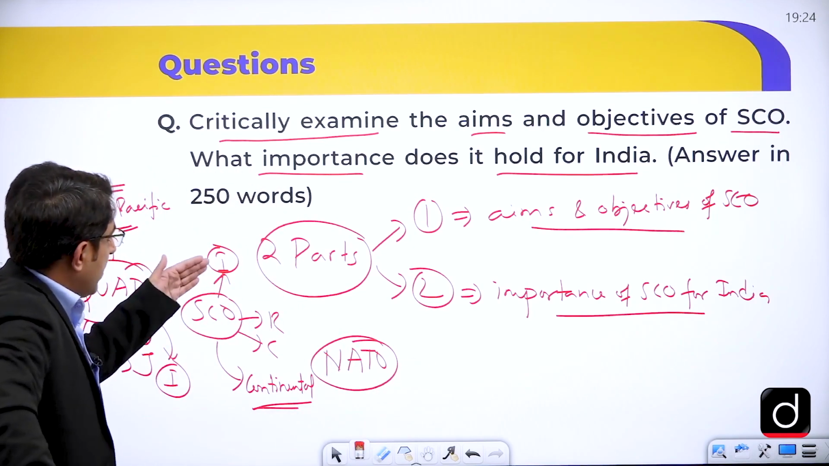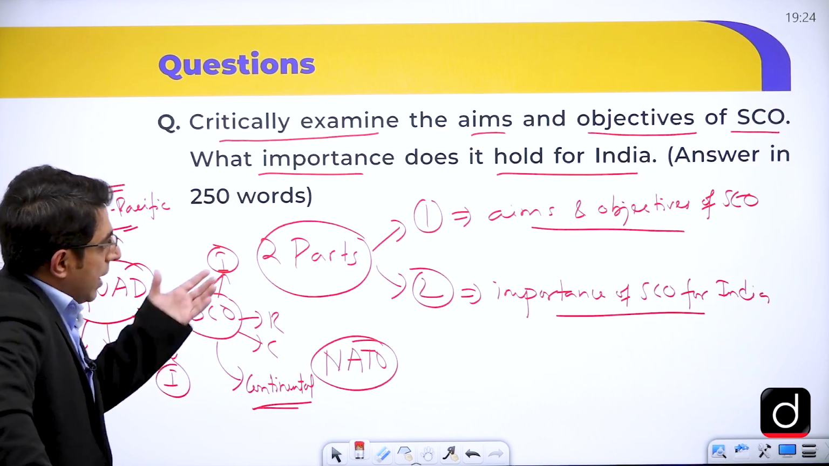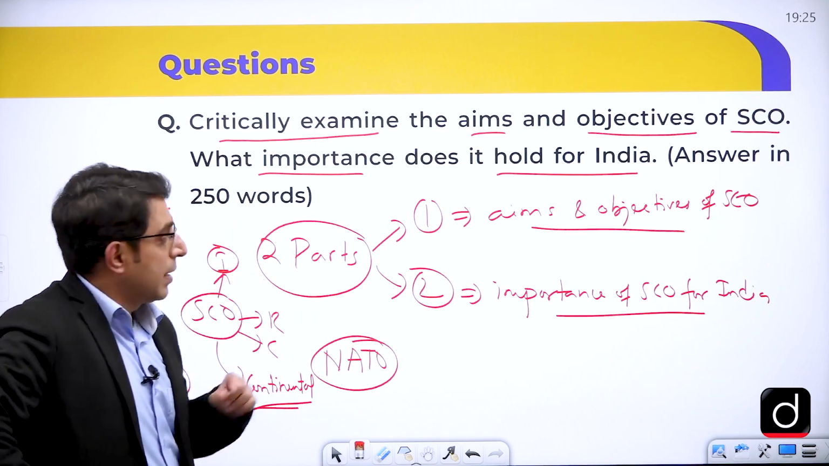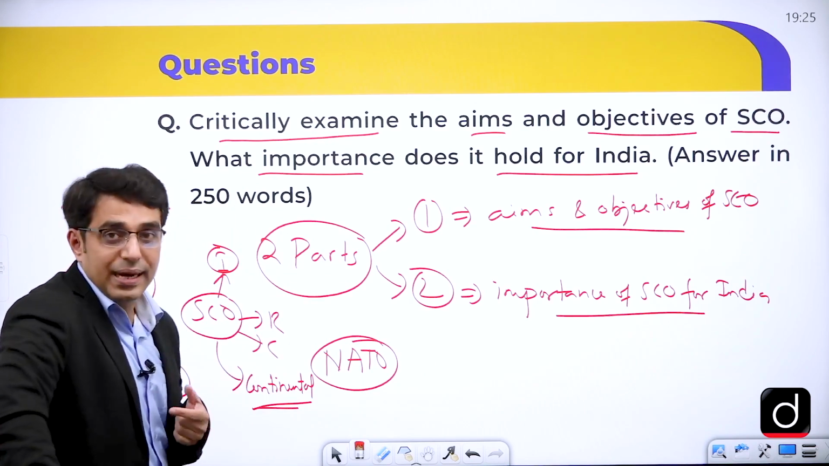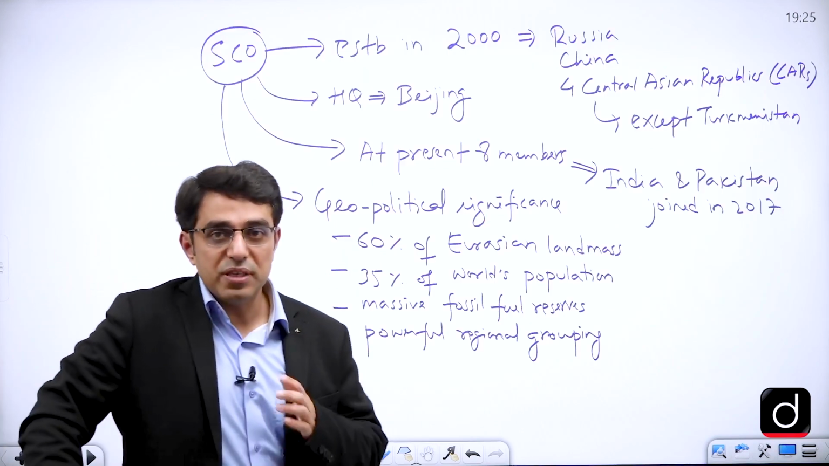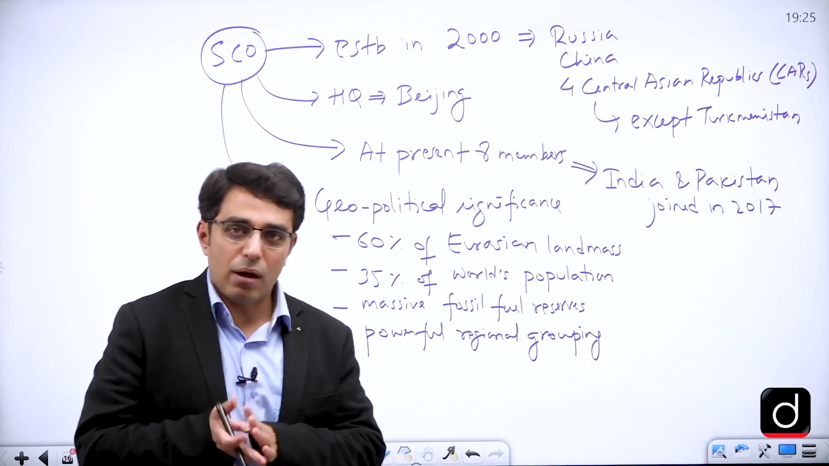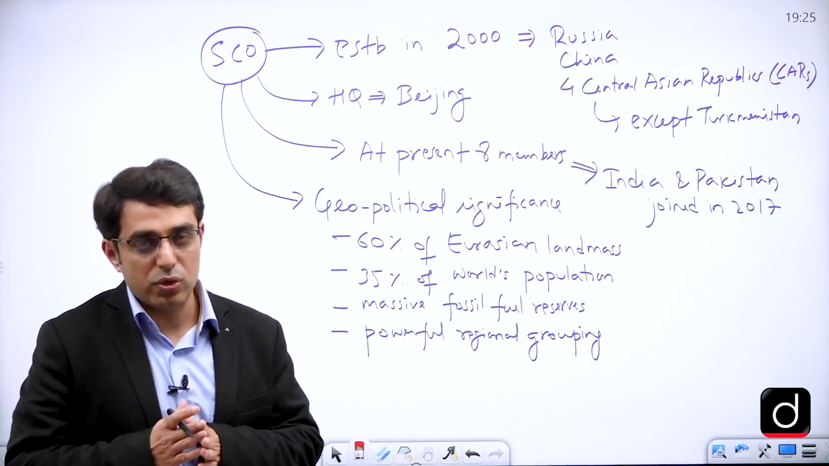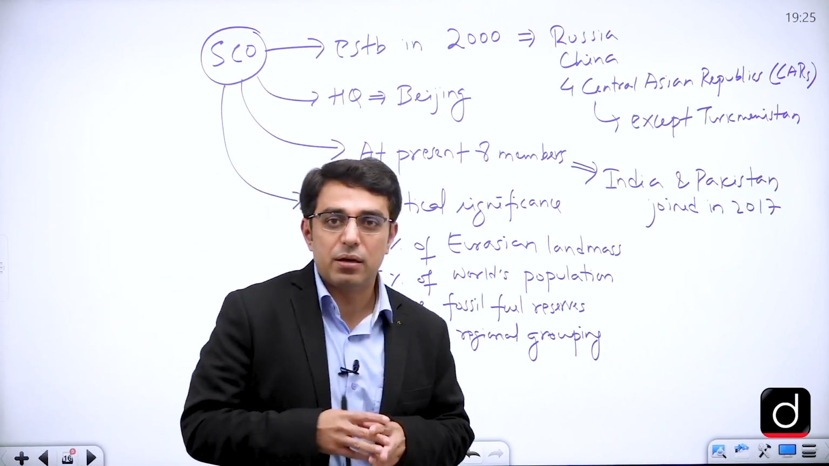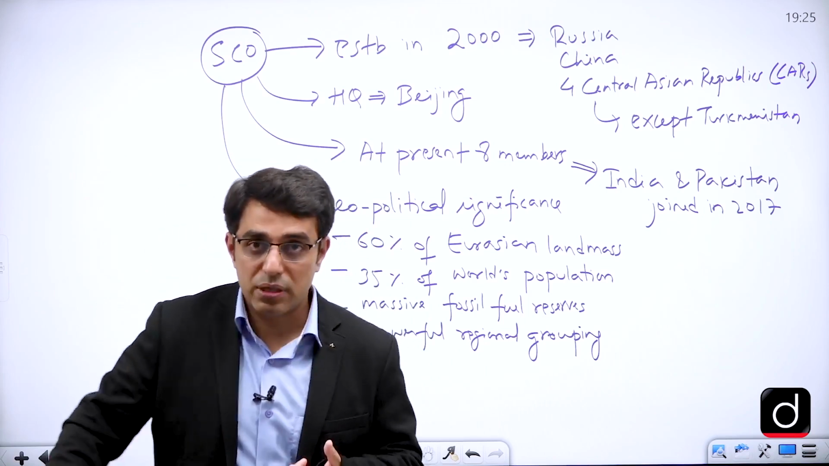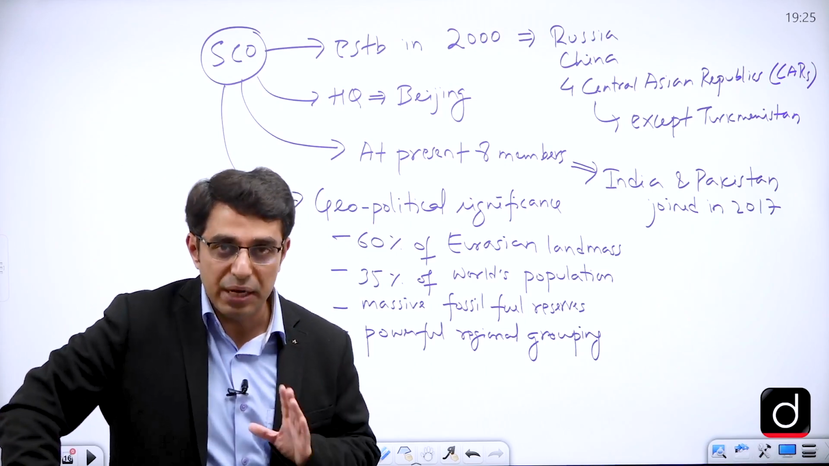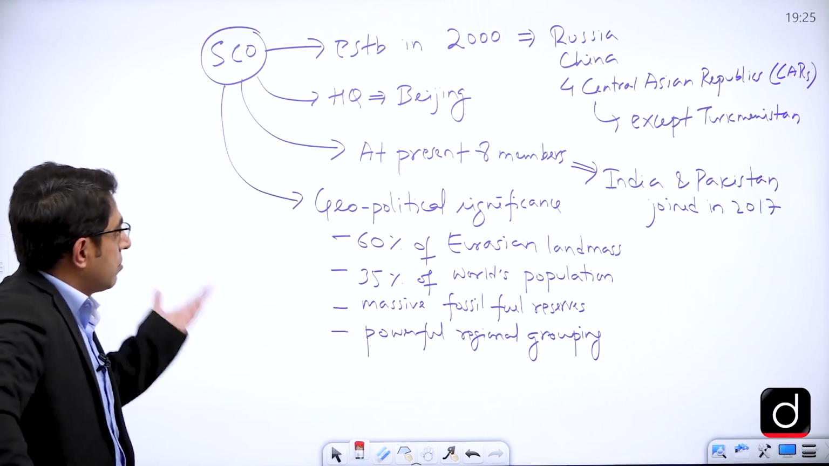Now here we have understood that the question has been asked in two parts, and the first part is about the aims and objectives of SCO, which we need to critically examine, and the second is about the importance of SCO for India. So, let us see what we need to write in the first part. In the first part, we will talk about the objectives and aims for which SCO was founded, and before that, maybe in the introduction, because it is a question of 250 words, we can give a basic brief intro in two or three lines.